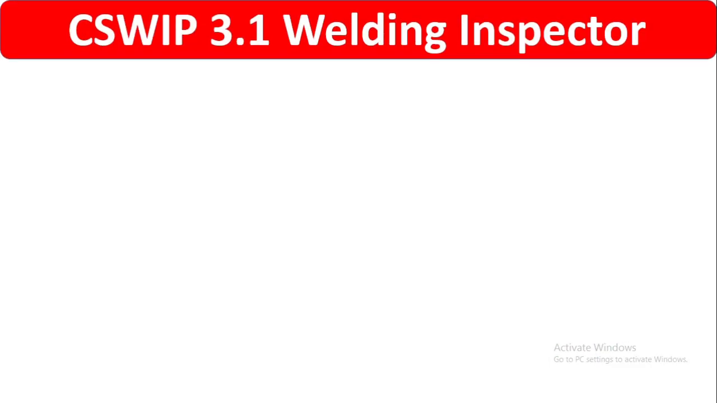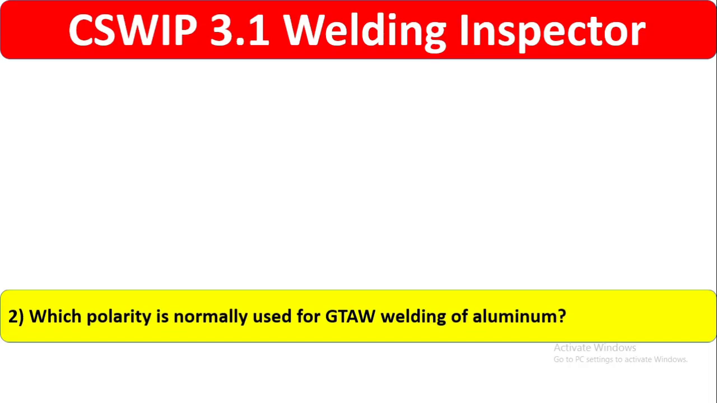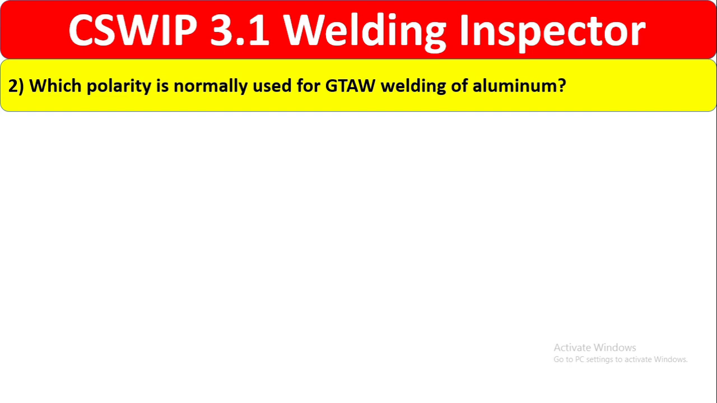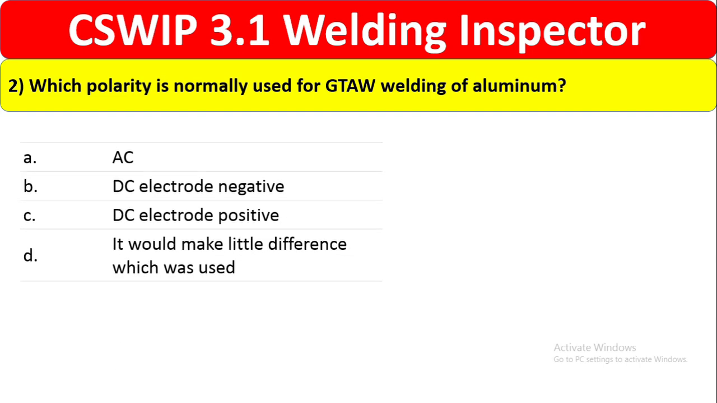So let's go to the second question. Which polarity is normally used for GTAW welding of aluminium? This is a very important question and it comes every time in CSWIP 3.1. Option A is AC, B is DC electrode negative, option C is DC electrode positive, and option D is it would make little difference which is used.